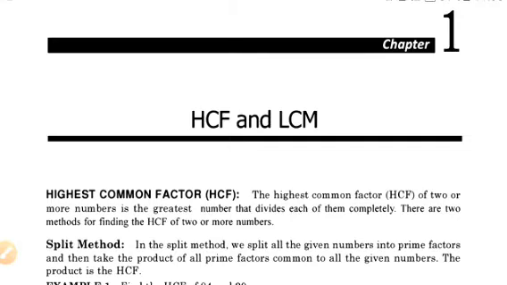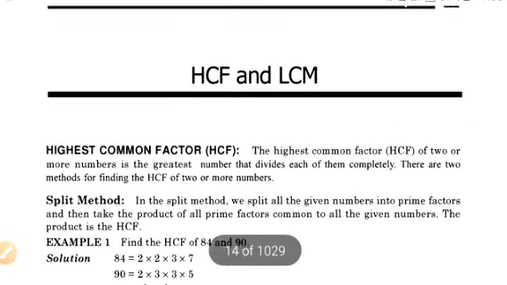So first we discuss HCF, that is, highest common factor. Our definition of the highest common factor is this: the highest common factor is to be found for two or more numbers. It is the greatest or highest number that divides each of the given numbers completely, that is, there is no remainder after the division.